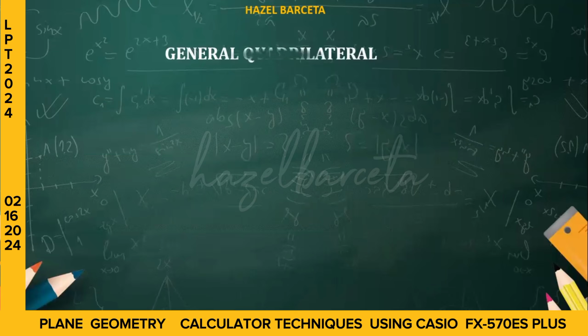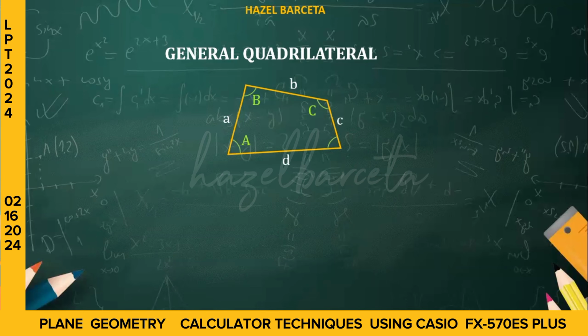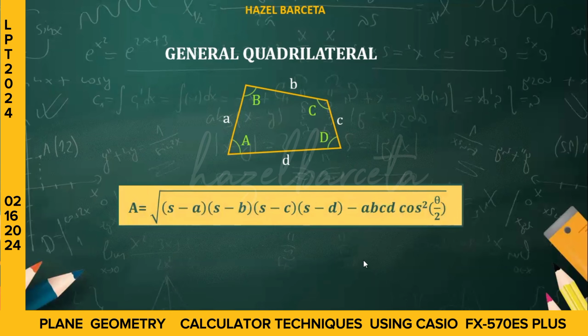So, next, the general quadrilateral. So, given four sides, A, B, C, and D, and the interior angles A, B, C, and D. So, what is the formula? Area is equal to, so, just like dun sa Heron, yun nga lang, wala na yung S dito. And the S is the semi-perimeter. So, area is equal to the square root of S minus A, S minus B, S minus C, S minus D, minus A, B, C, D. So, ito po yung ating sides. Cosine squared of theta over 2.